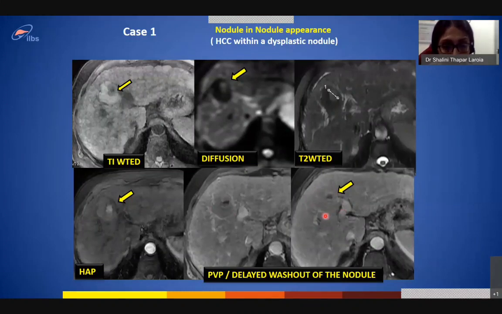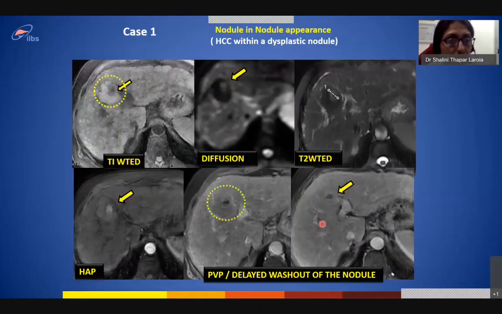It's almost isointense to the rest of the liver. And there is a smaller nodule inside, which shows a beautiful capsule on the periphery of this area, and the inner part has washed out. So we know that this is a small hepatocellular carcinoma which has originated within a larger nodule. This is also a very good short case for you in the exam, and you have to be very, very careful when you get an appearance like this.